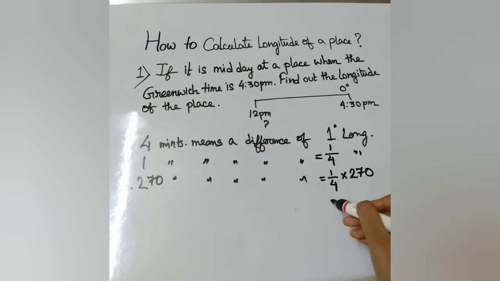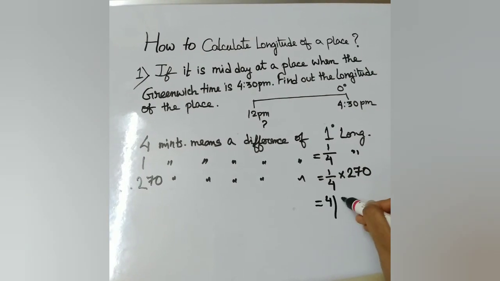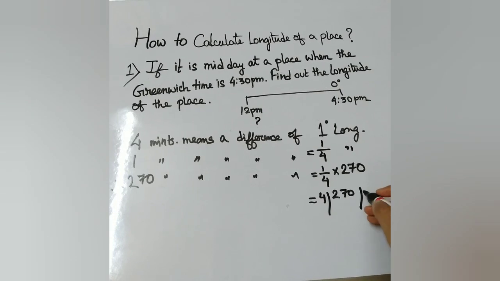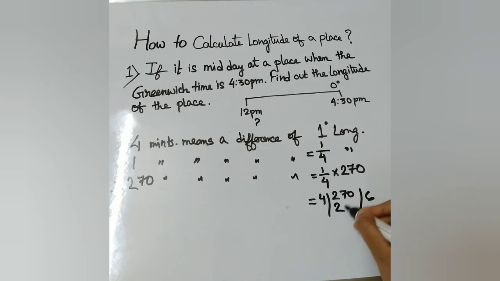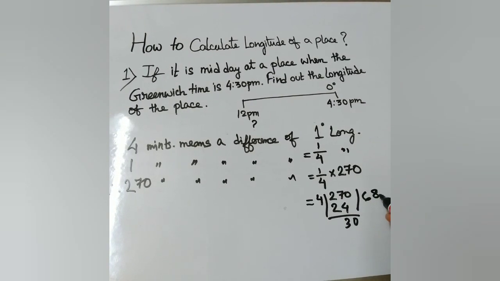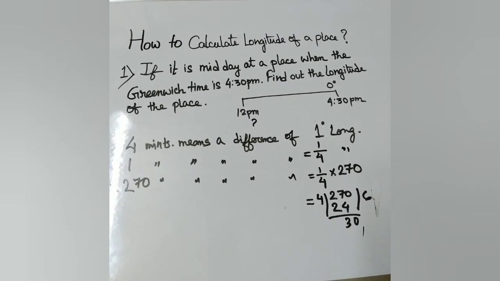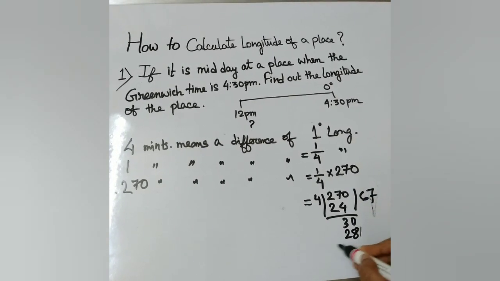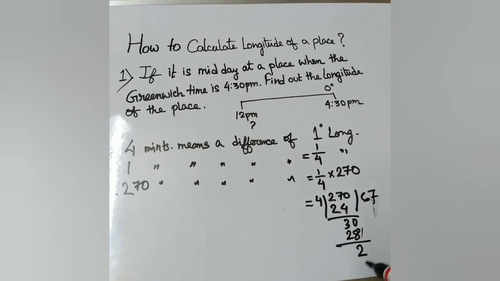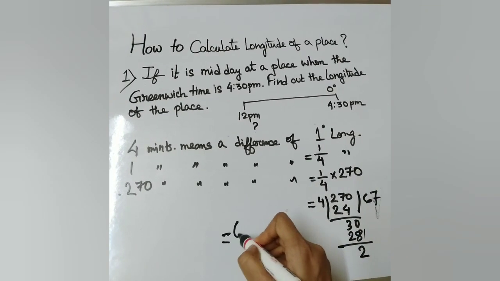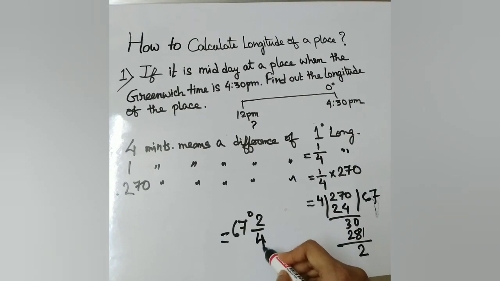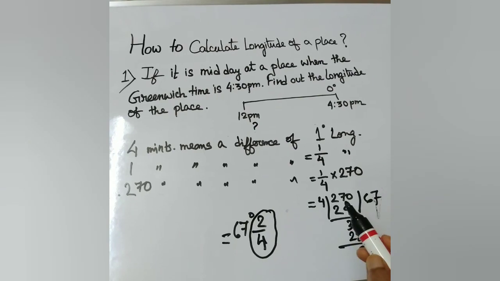Now we are going to divide this. If we divide this 270 like this, 4 6 24, we get remainder 3 0. Sorry, 4 7 28. We get 2 remainder. The quotient is 67 and the remainder is 2. So the answer is 67 degree 2/4.